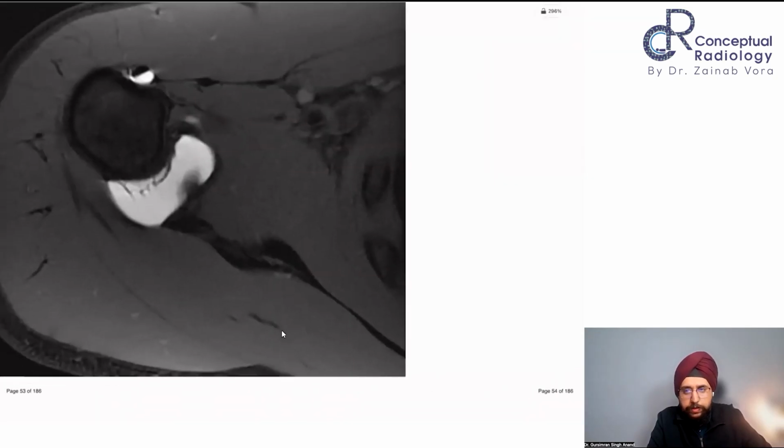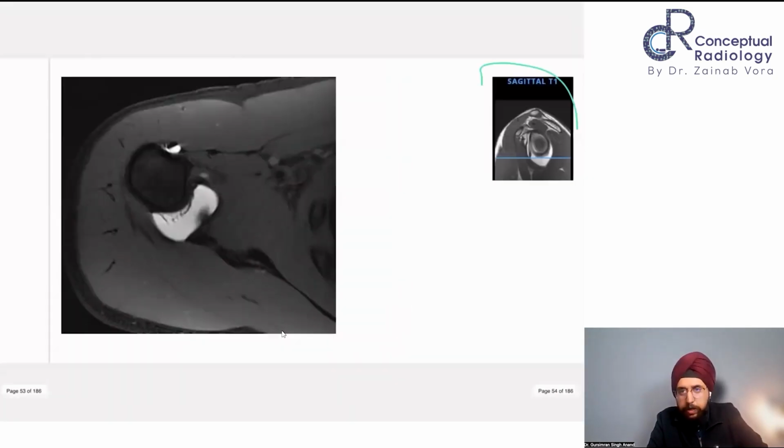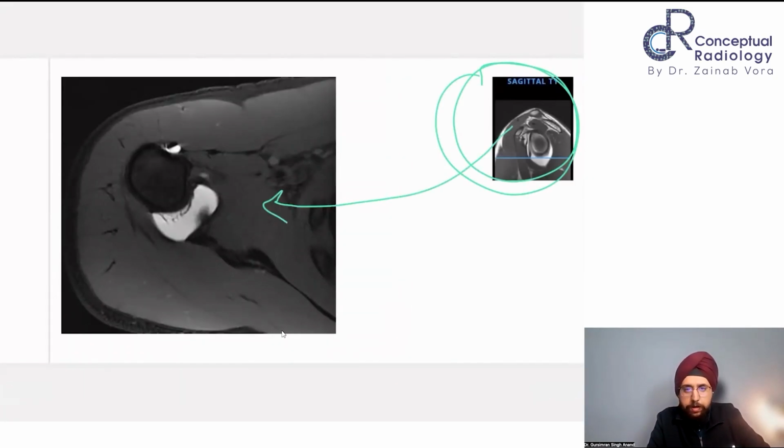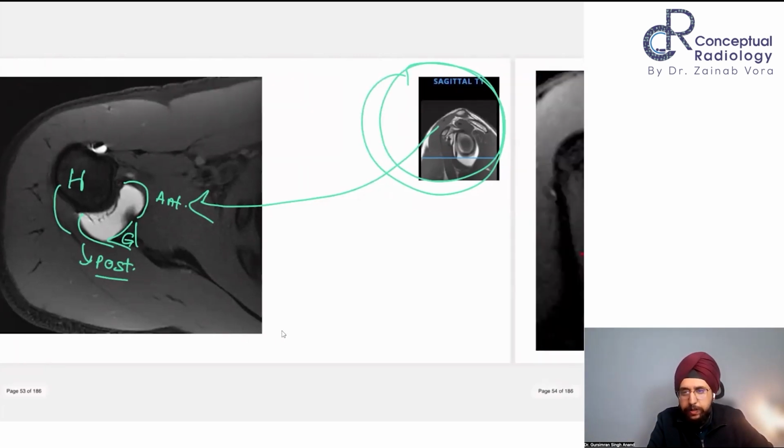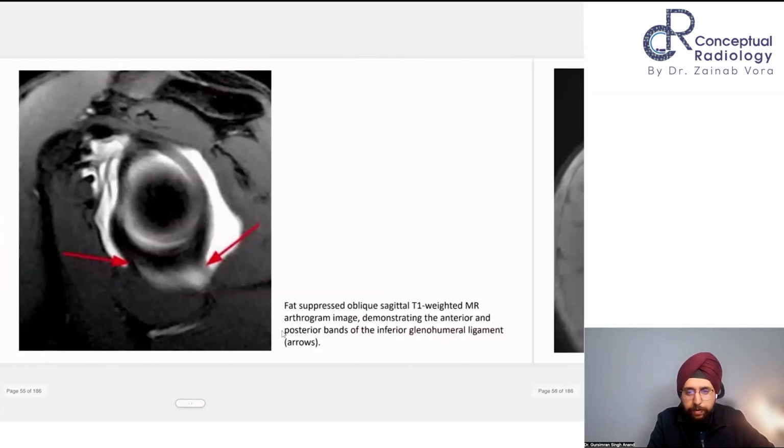Now you can visualize these on the axial images as well. Okay. You can see the corresponding section here. So whenever there is joint effusion, obviously they will be stressed. So this is your anterior band of IGHL, and this is your posterior band of IGHL. Okay, so they will be going from the glenoid towards the humerus on the inferior aspect of the glenohumeral joint. So that is why we call them IGHLs. Okay.